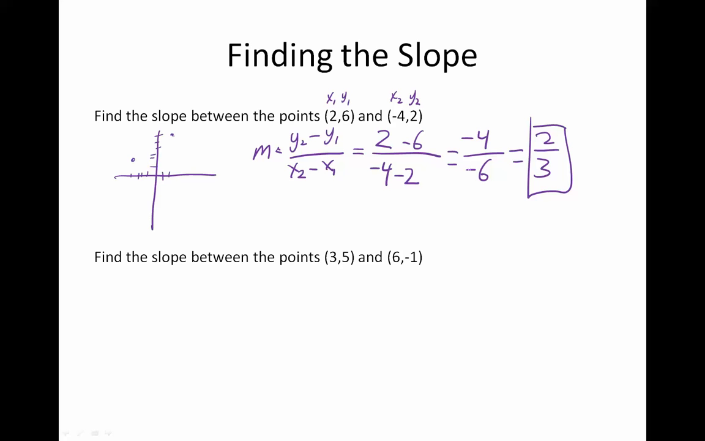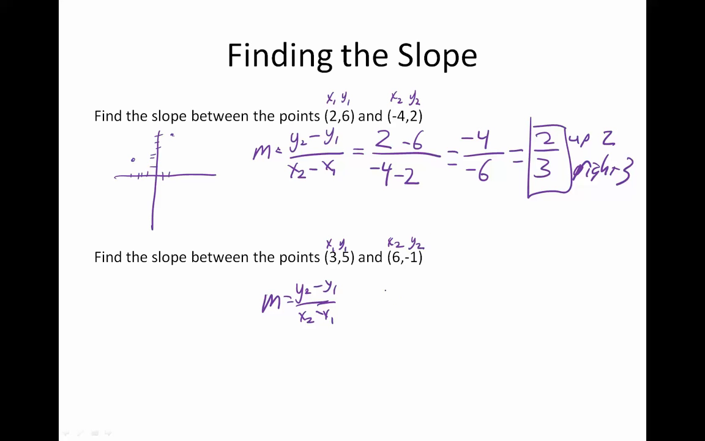Notice that that's a fairly small number. It's positive, so it's increasing, but it's not increasing super fast. Again, this means that I'm going up 2 and right 3, right? From a point. If I go up 2, right 3, up 2, right 3, I end up on the next point. All right, so the next example. Again, I'm going to use the formula y2 minus y1 over x2 minus x1. So here's x1, y1. Here's x2, y2. And I'm going to plug the numbers in and simplify.